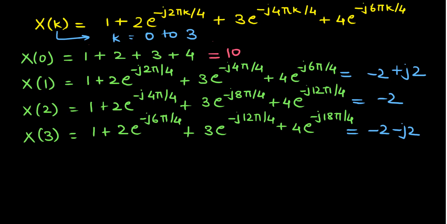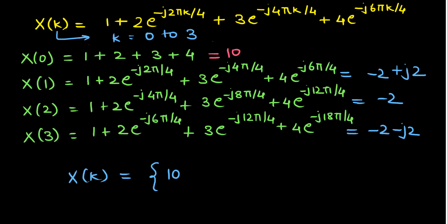So if we substitute k as 0, then this entire expression results in 1 plus 2 plus 3 plus 4, because k equal to 0 makes e to the power 0 in each and every term, so it would be 1. So we are just getting the summation of all the values, so it results as 10. Similarly, if we substitute the value of k as 1, we are left with this expression, and when we solve it, we get minus 2 plus j2. Similarly, for k equal to 2, we obtain minus 2, and for k equal to 3, we obtain minus 2 minus j2.